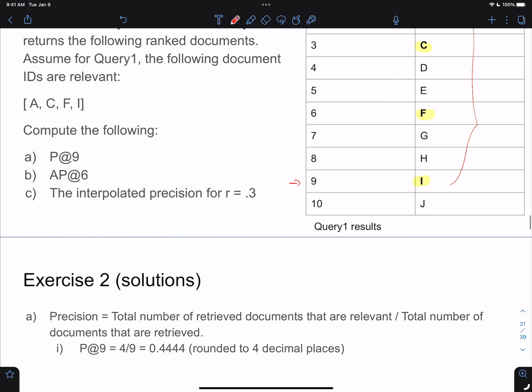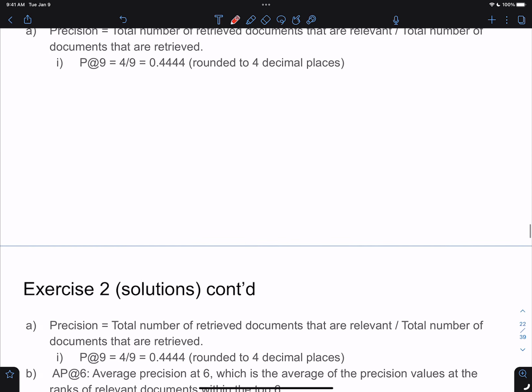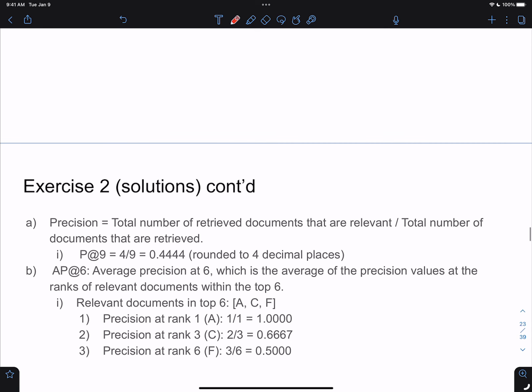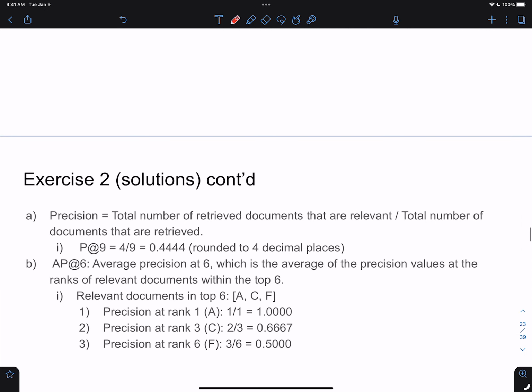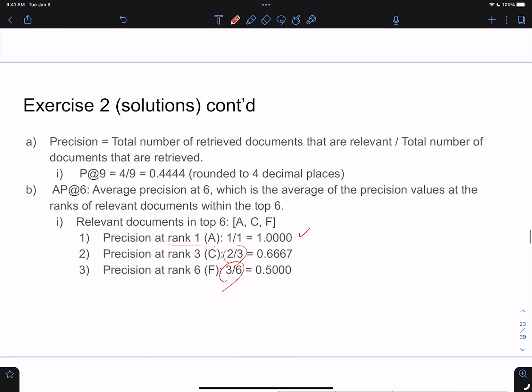Now, for the second part of the question, you have calculating the average precision at 6. Average precision at 6 is the average of the precision values at the ranks of relevant documents within the top 6. So if you look at the relevant documents in the top 6, this is only A, C, and F, because we stop at 6. And then you just calculate the precision at each rank. So at rank 1, 1 document, 1 is relevant, there's just 1, then 2 over 3, then 3 over 6. Okay. If we asked for the mean average precision, then you can take the average of all of these, okay? But in this instance, we're only asking for the average precision.